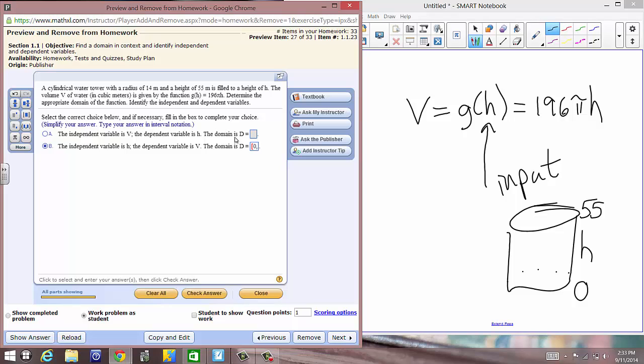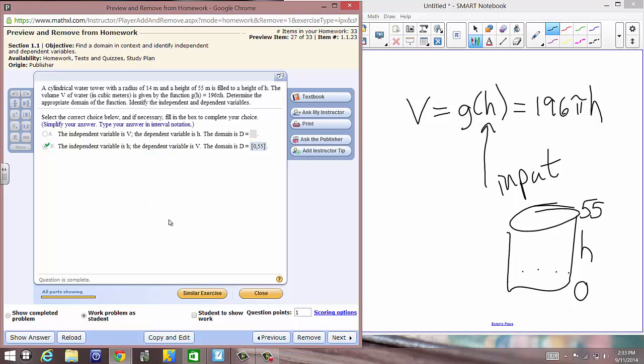Zero, comma, let's try the square bracket on the keyboard to see if that will work, comma, 55. Let's see if it allows that. Yes, it did. So we can use the square brackets on the keyboard.